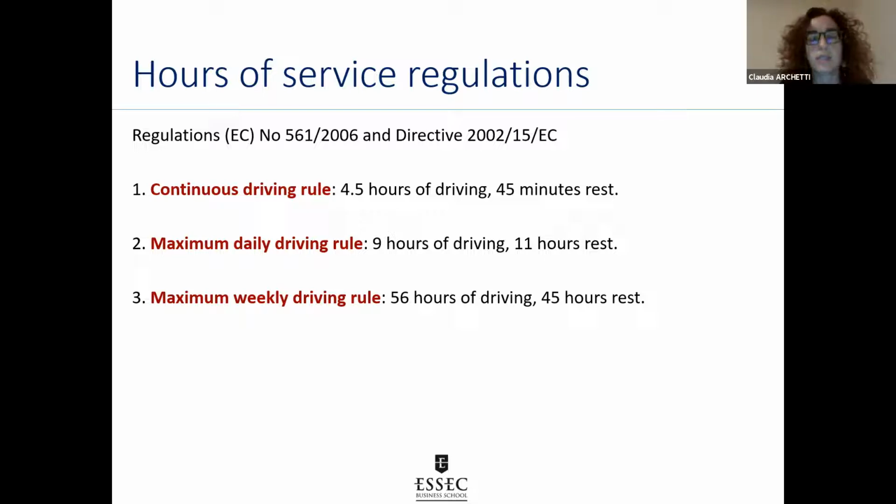And then the weekly driving rule, that is, in a week, a driver cannot drive for more than 56 hours, and after that it has to make a rest of at least 45 hours. So these are the three main rules that we need to take into account in order to build the path.